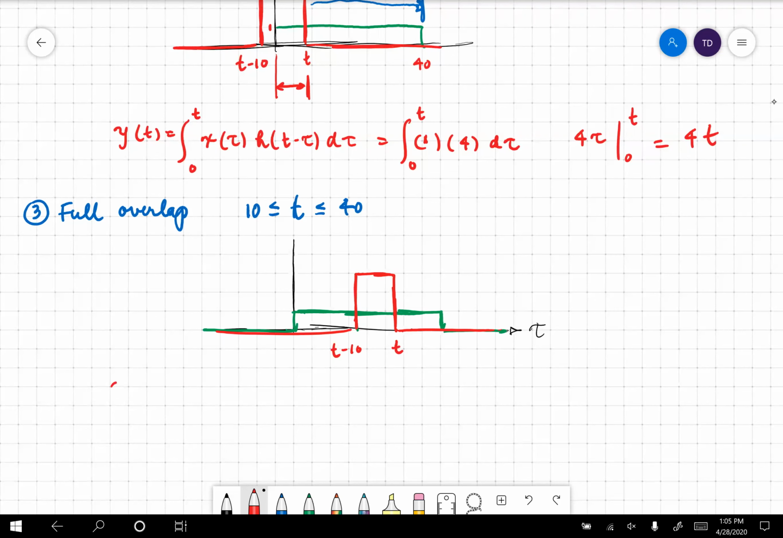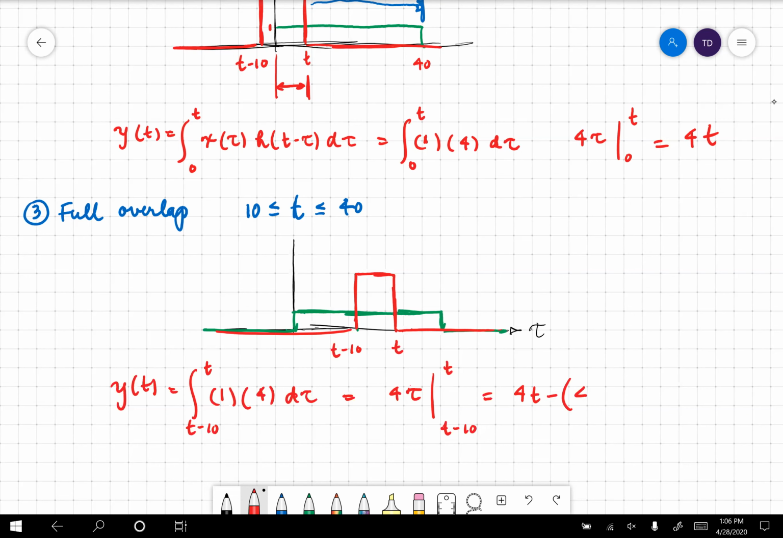So the integral is going to be, this time y of t is equal to the integral from t minus 10 to t. But this is a beautiful thing. Just going to write the functions in. We know what these functions are. One of them is 1 and the other is 4 in that region. D tau equals 4 tau evaluated from t minus 10 to t equals 4t minus 4 times t minus 10.